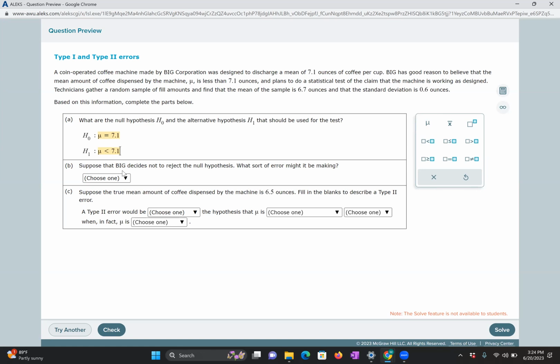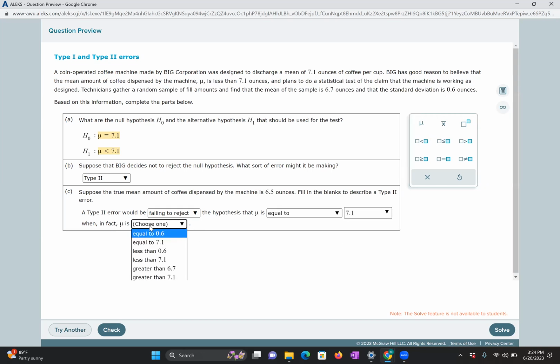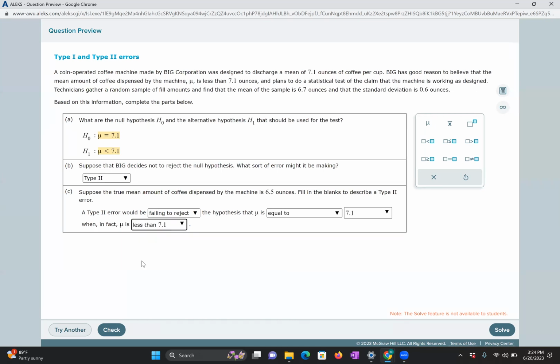So suppose that the company does not reject the hypothesis. So they could be making a type 2 error. And suppose that the true mean of coffee dispensed by the machine is actually 6.5. Let's fill in the error. A type 2 error could be failing to reject the hypothesis that mu is equal to 7.1, when in fact mu is less than 7.1.